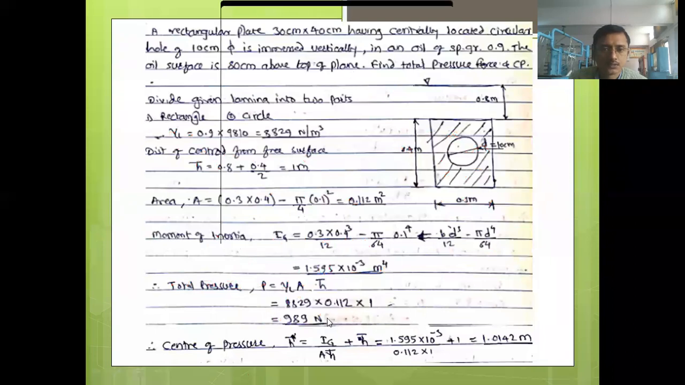Anisha has got the answer. P is equal to how much? Have you got the 989 for P? Yes, sir. Okay. All other students who have not yet got the answer, please note it down. Total pressure P is equal to 989 Newton and center of pressure is equal to 1.014 meter. Okay, and do the calculation part afterwards.